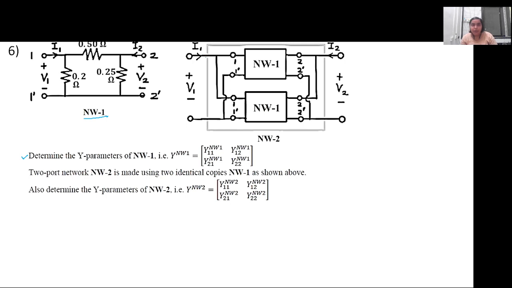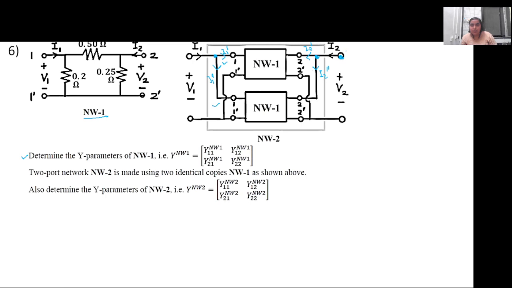parallel. Why in parallel? Because if you see the voltage V1, it appears across both the first network and the second network. Only the current is getting divided. Here it is I1 dash and here it is I1 double dash. So the current is getting divided, the voltage is remaining the same. This happens only when they are connected in parallel. Similarly, in the output port, I2 dash is coming in, so the two currents will flow like this, I2 double dash and I2 dash. But the voltage is the same, the voltage across this point and this point.